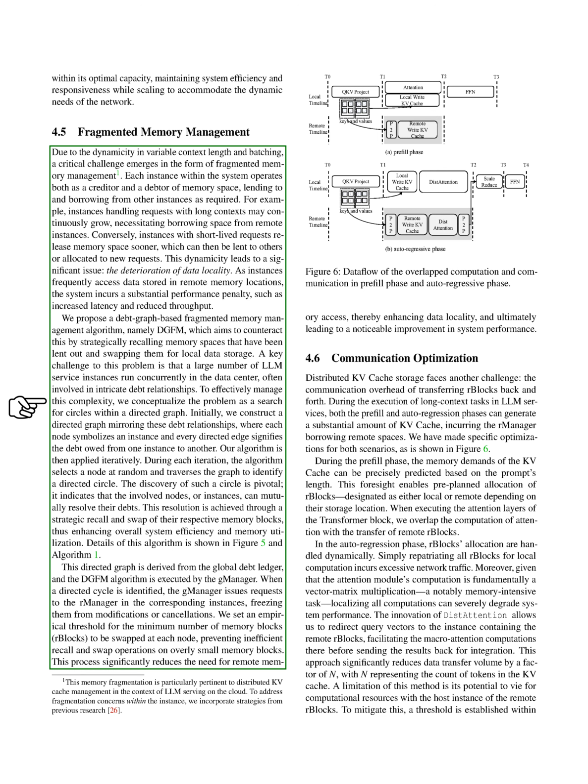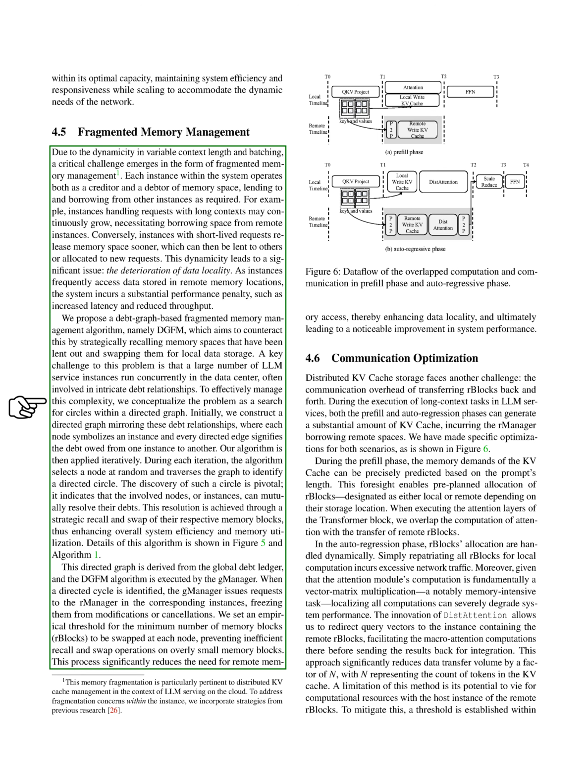This algorithm works by strategically recalling memory spaces that have been lent out and swapping them for local data storage. The challenge here is that there are many units running at the same time, often with complex borrowing and lending relationships. To manage this, we think of the problem as looking for circles within a directed graph. We create a graph that represents these relationships, with each node representing a unit and each directed edge representing a debt from one unit to another.